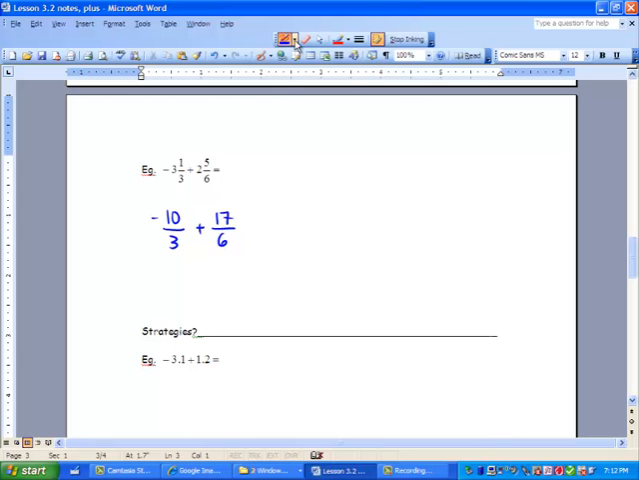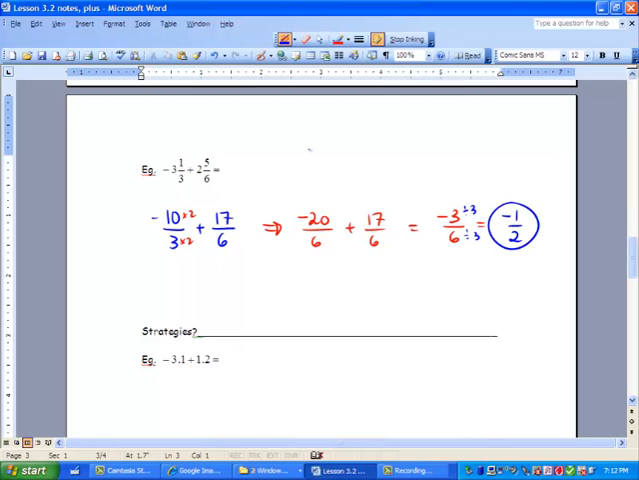We look for a common denominator, and it's going to be 6. So we multiply the first fraction by 2, and we get negative 20 over 6 plus 17 over 6. We put our fingers over the 6s, our denominators, and say negative 20 plus 17, and we get negative 3 over 6, with the sign of the larger number. We can reduce this: what goes into 3 and 6 evenly? We divide by 3, and we get negative 1 over 2.